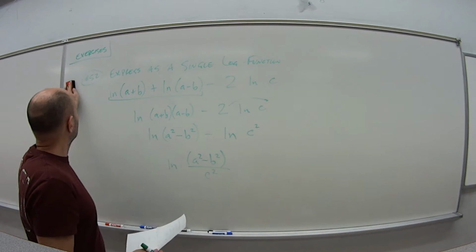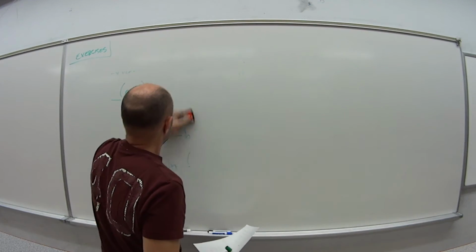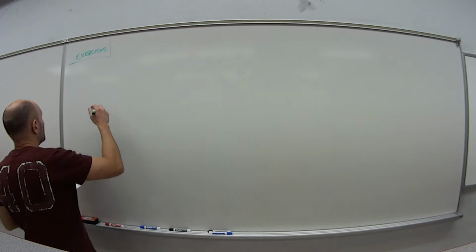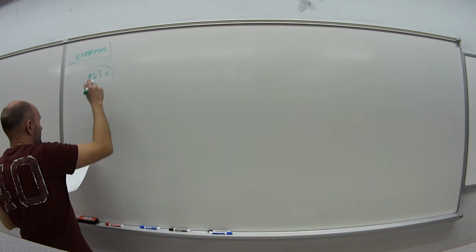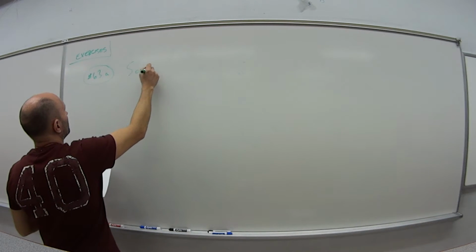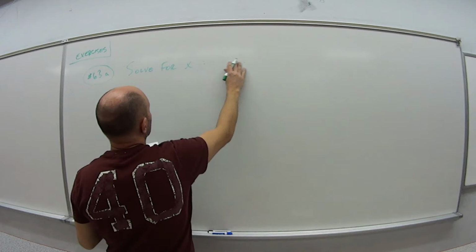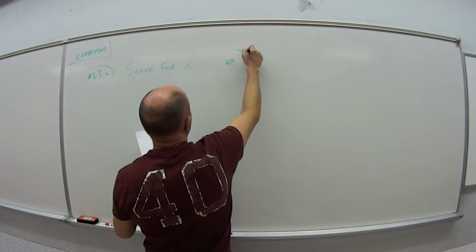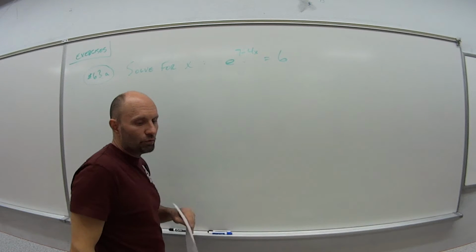All right, next example we're going to do is number 63, and we're just going to do part A. We want to solve for x, given the equation e to the 7 minus 4x power is equal to 6.